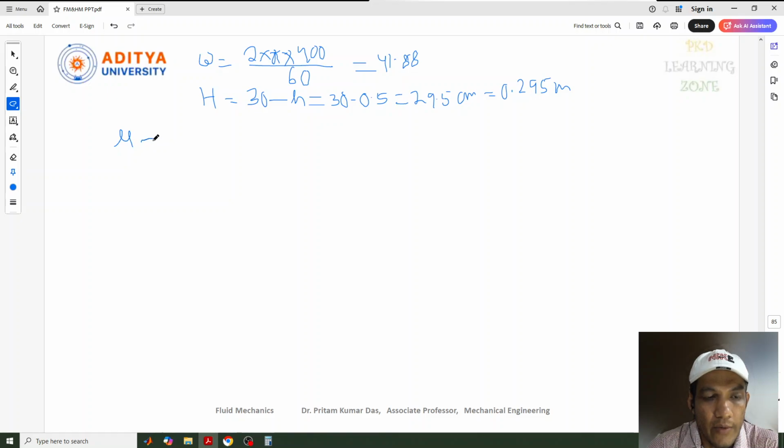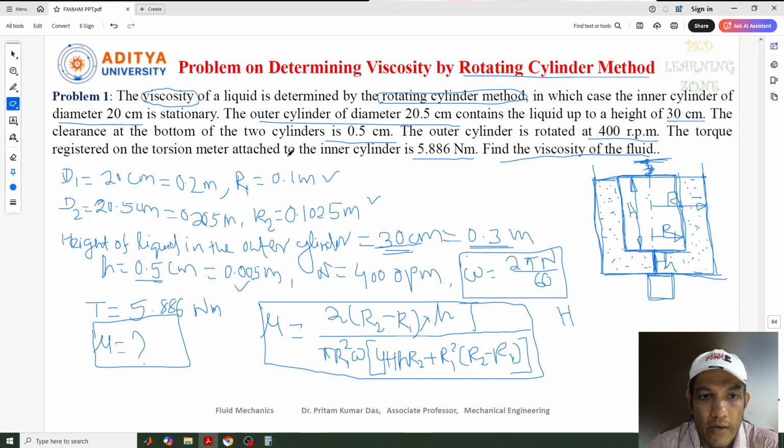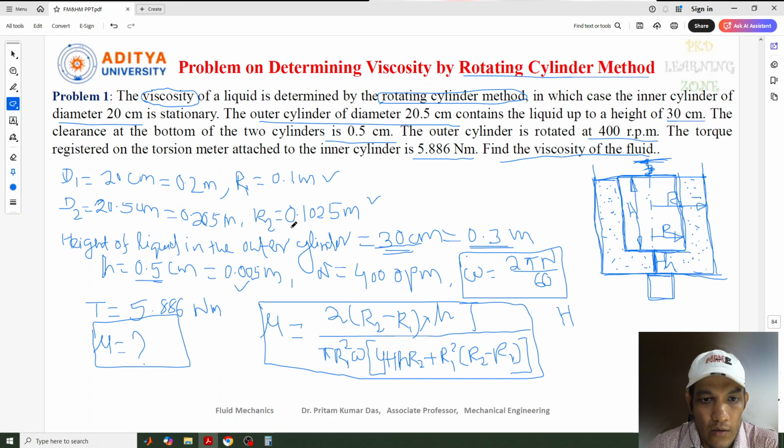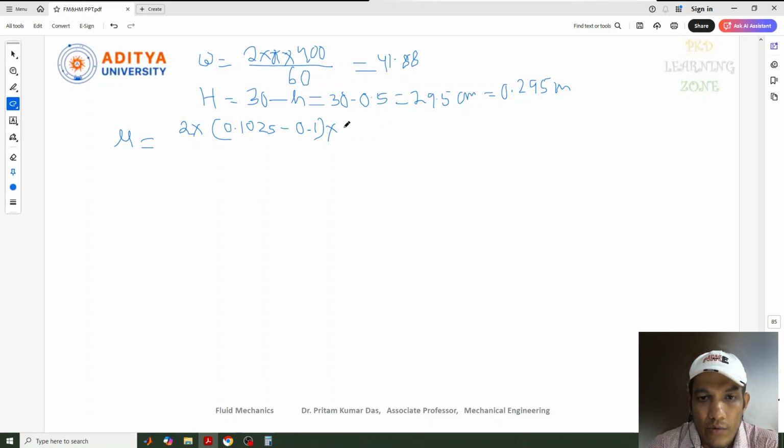So all these values we have identified. Now we'll put these values in the mu equation. So 2 into R2 minus R1 into h T. R2 is 0.1025 minus 0.1, and T value is given, 5.886, into h, the clearance between these two, 0.005.